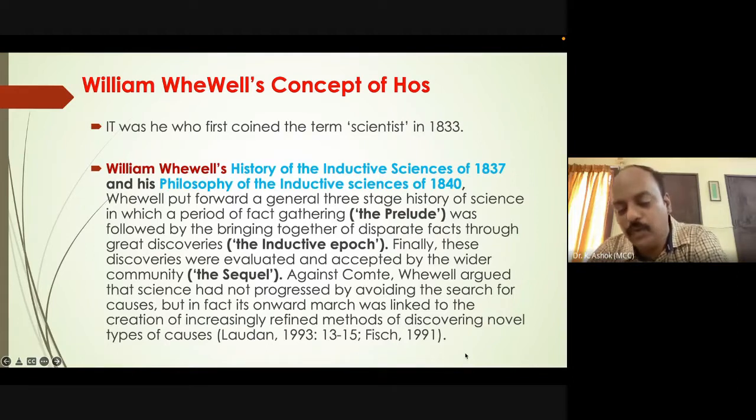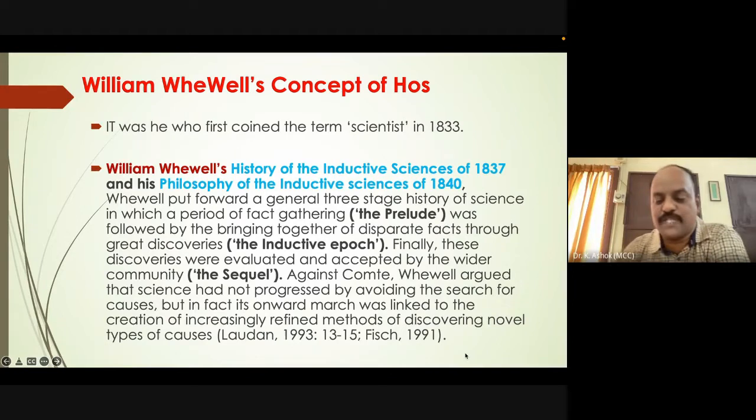What is that prelude, the first stage? It is a period of fact gathering. The second stage, the inductive epoch, is bringing together disparate facts through great discoveries. And the third one, the sequel, is the last and final phase, where the discoveries were evaluated and accepted by the wider community. So William Whewell came out with a concept of three-stage writing of the history of science: the prelude, the inductive epoch, and the sequel.